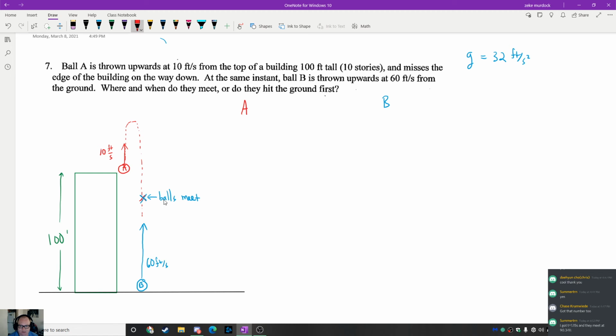So, step 1, draw a picture. Step 2, pick a coordinate system, okay? So, we'll do the same coordinate system we did before. We're going to make the up direction positive y.